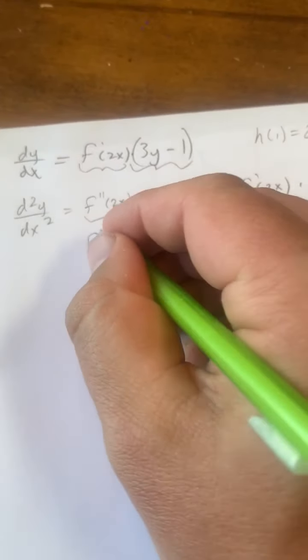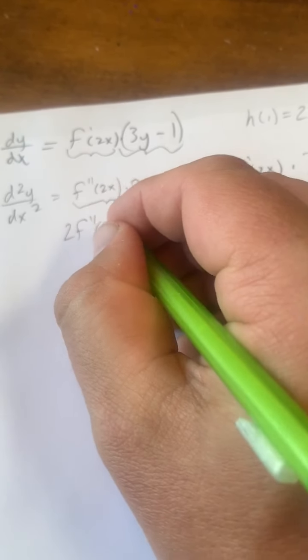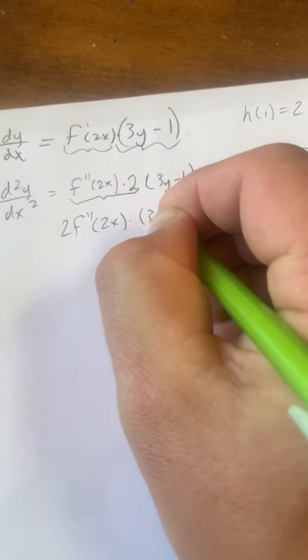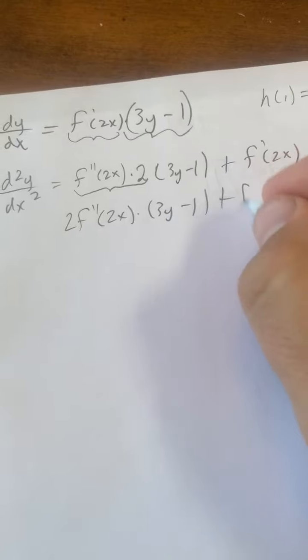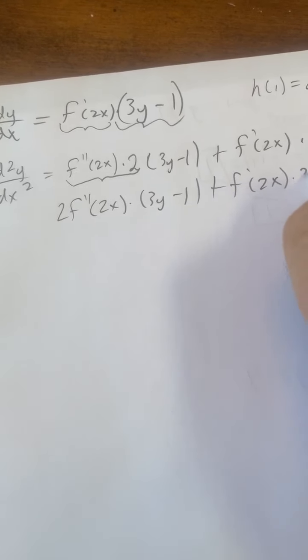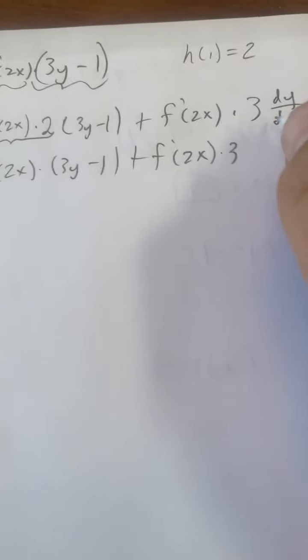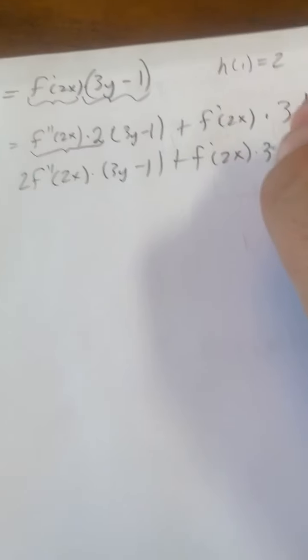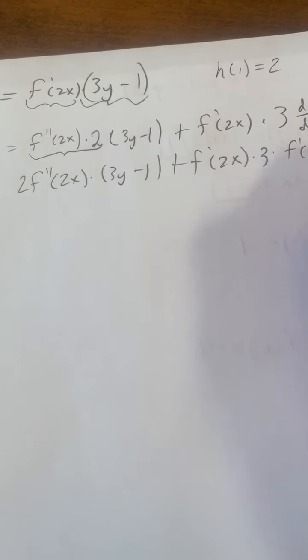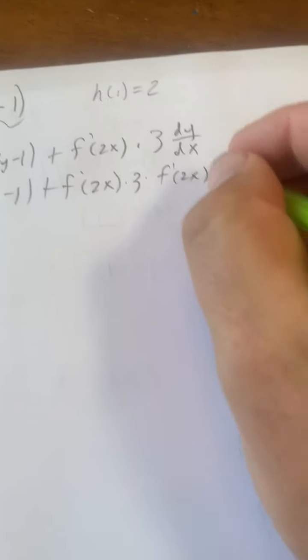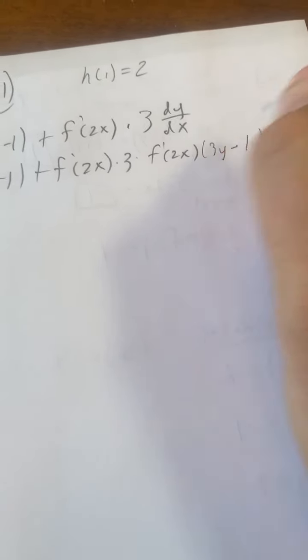Okay, so if I simplify this real quick, I get 2 f double prime of 2x times (3y minus 1) plus f prime of 2x times 3, and then dy/dx is equal to that thing up there. So I'm just going to replace dy/dx with f prime of 2x times (3y minus 1). Now we're interested in this at this place. This h(1) equals 2. So every x is going to become a 1, and every y is going to become a 2.